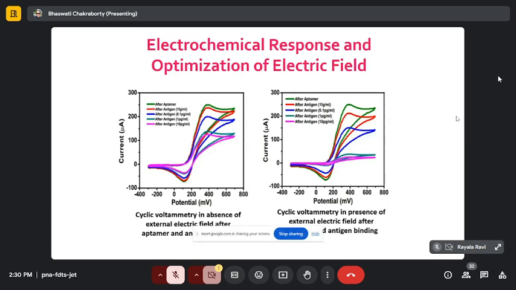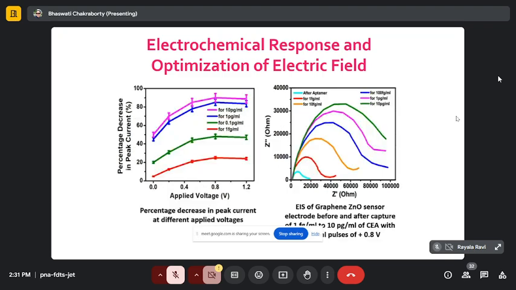So we need something to direct those antigen antibody molecules to the sensing surface, which can overcome the effect of the liquid. In order to do that, we have tried to incorporate an electric field. Here in the right side diagram, we have incorporated a 0.8 volt electric field, and we get to see that we can actually distinguish between those curves after aptamer and after antigen concentration, which were quite overlapping in the case of the left diagram.